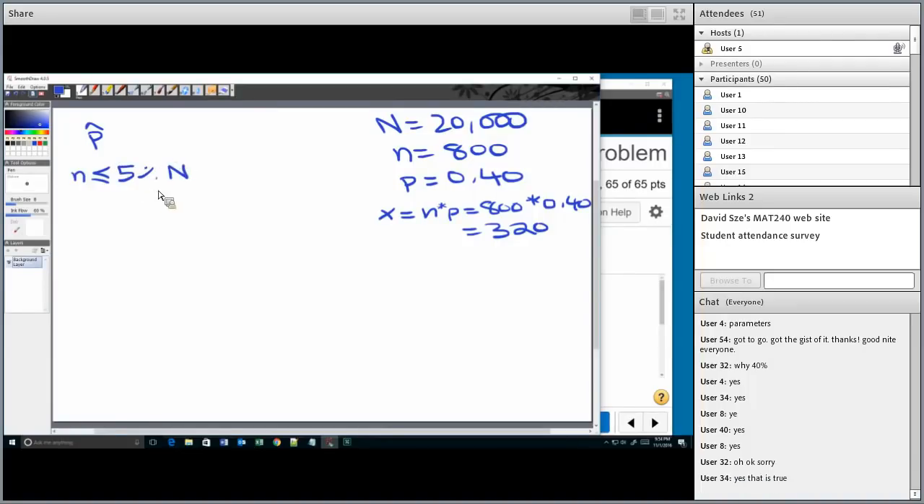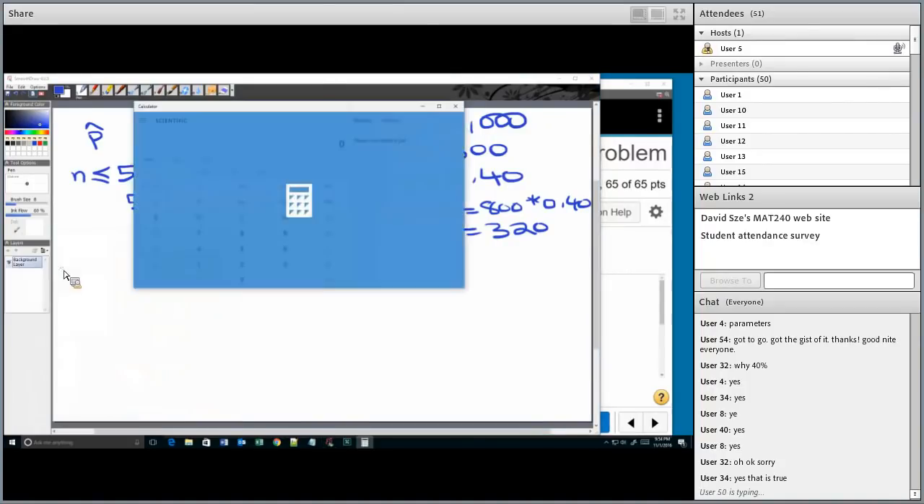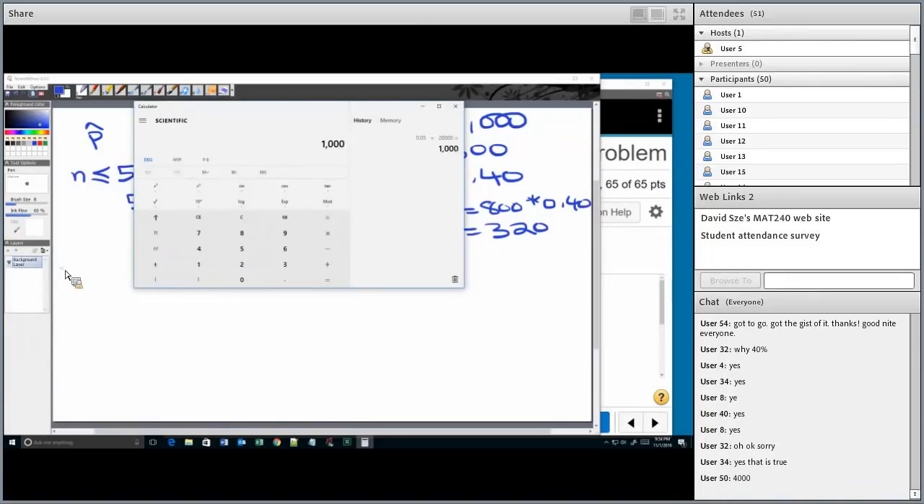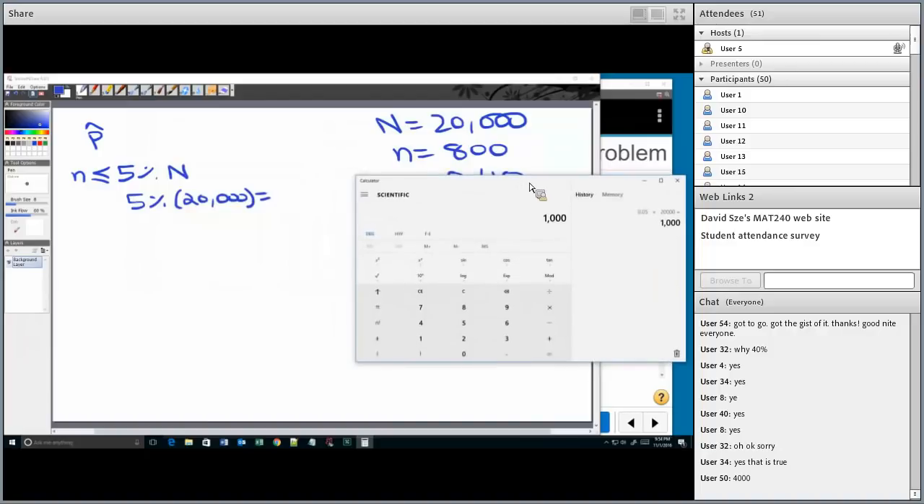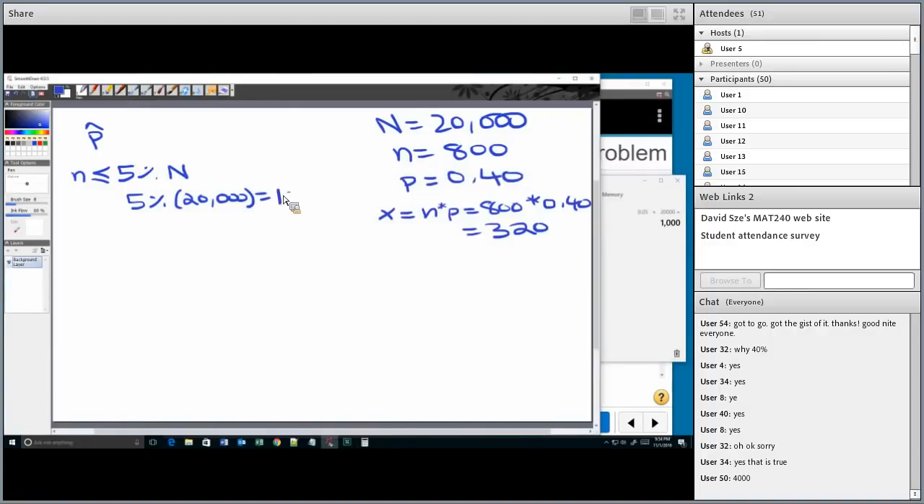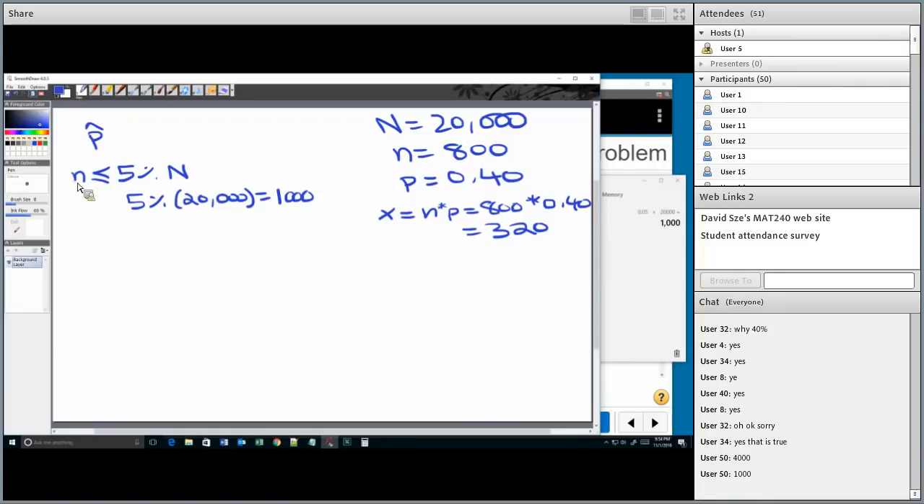Well, let's find out what it is. What is 5% of 20,000? The big N is 20,000. Let's ask my calculator. It's just 1,000. So the question is, is small n less than or equal to 1,000? Yes, it is. 800 is definitely less than or equal to 1,000. And so this condition is okay.